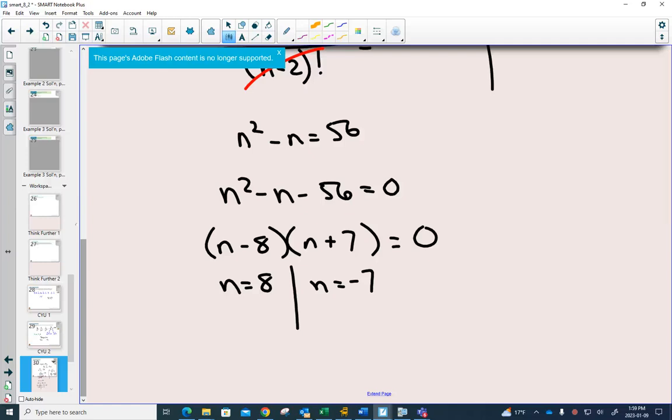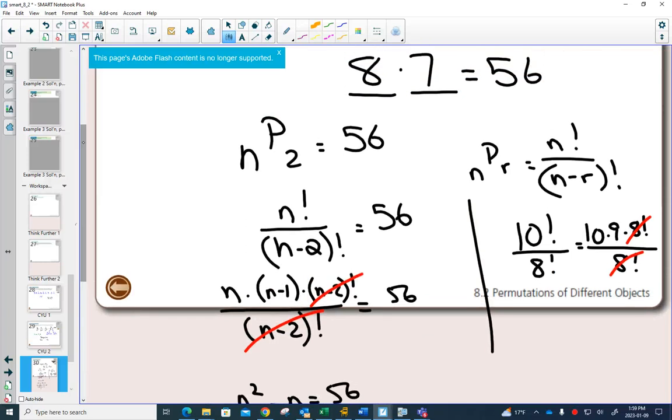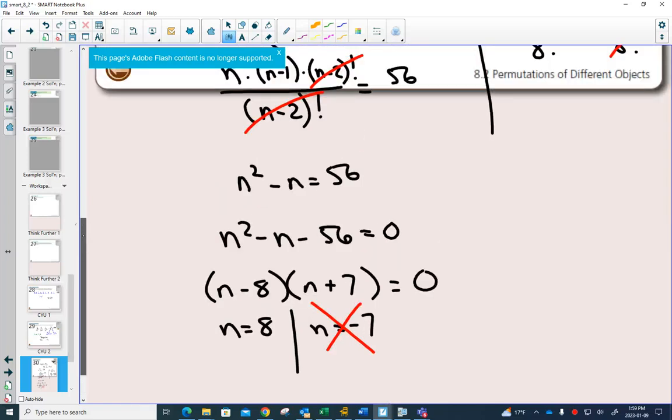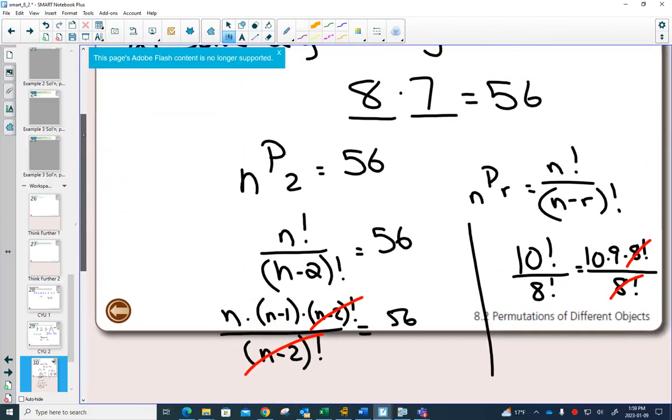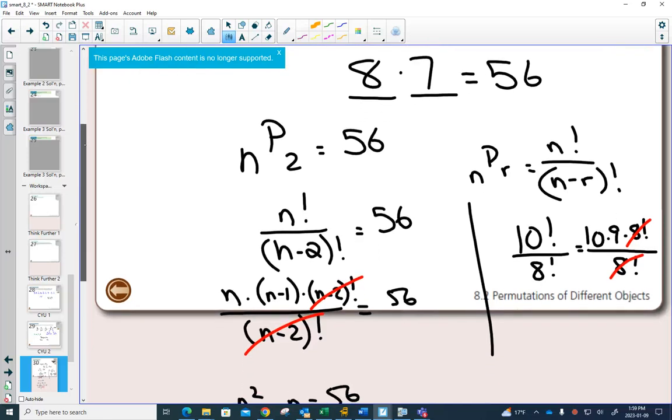Two possible answers. However, as we looked at originally, factorials only make sense for positive numbers and 0. If I plug in negative 7, I have a negative factorial. That one will be not possible. So the only solution is n equals 8. And at this point, you're a little bit angry at me because the shortcut was a lot easier. Right? 2 spaces, 2 numbers in a row that work to give you 56.